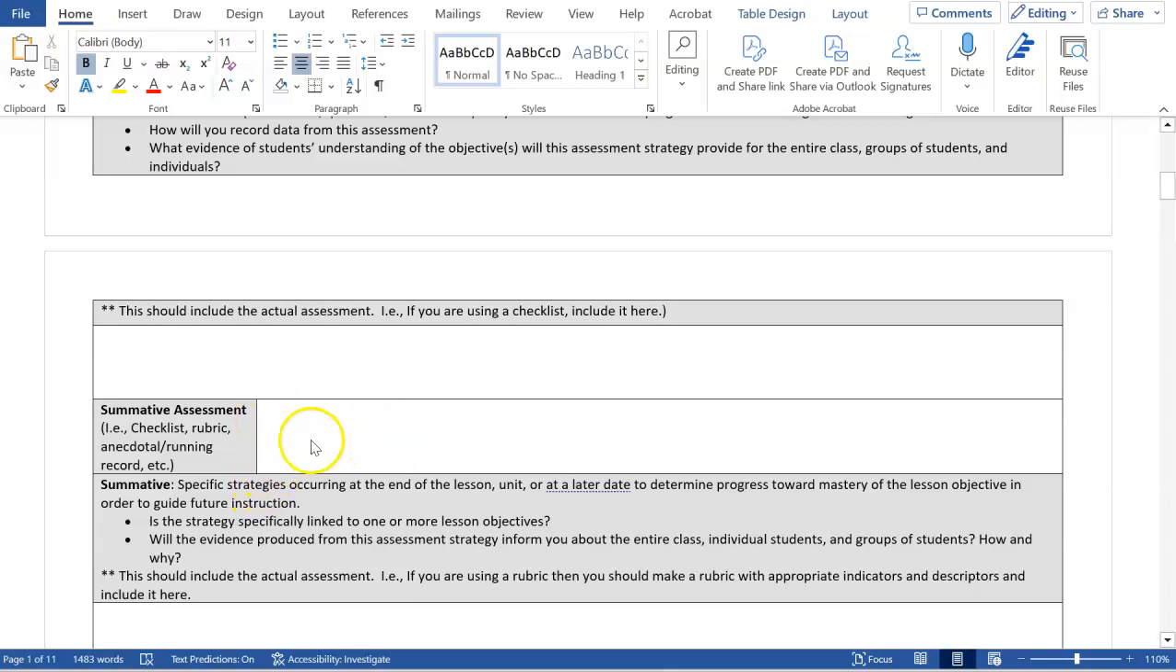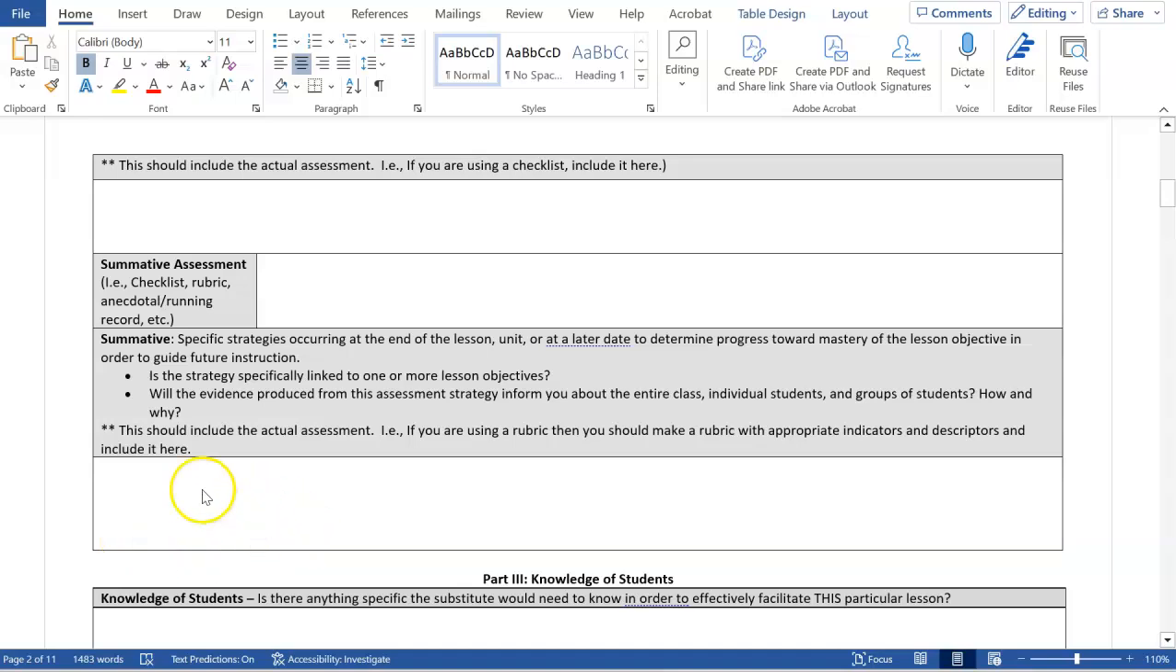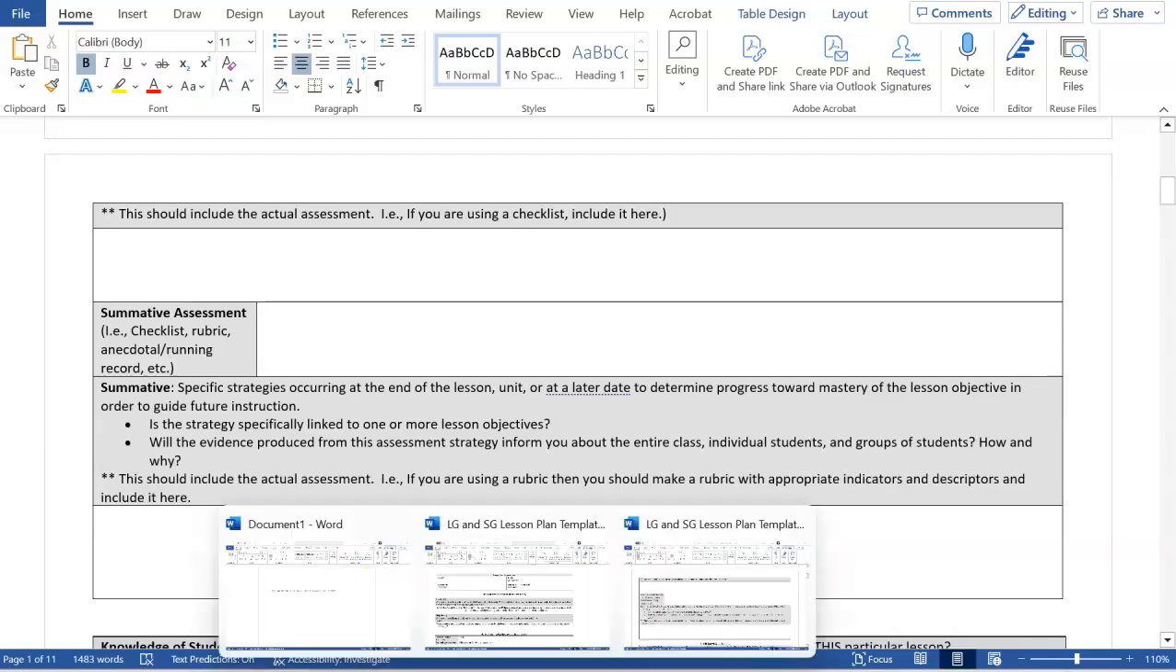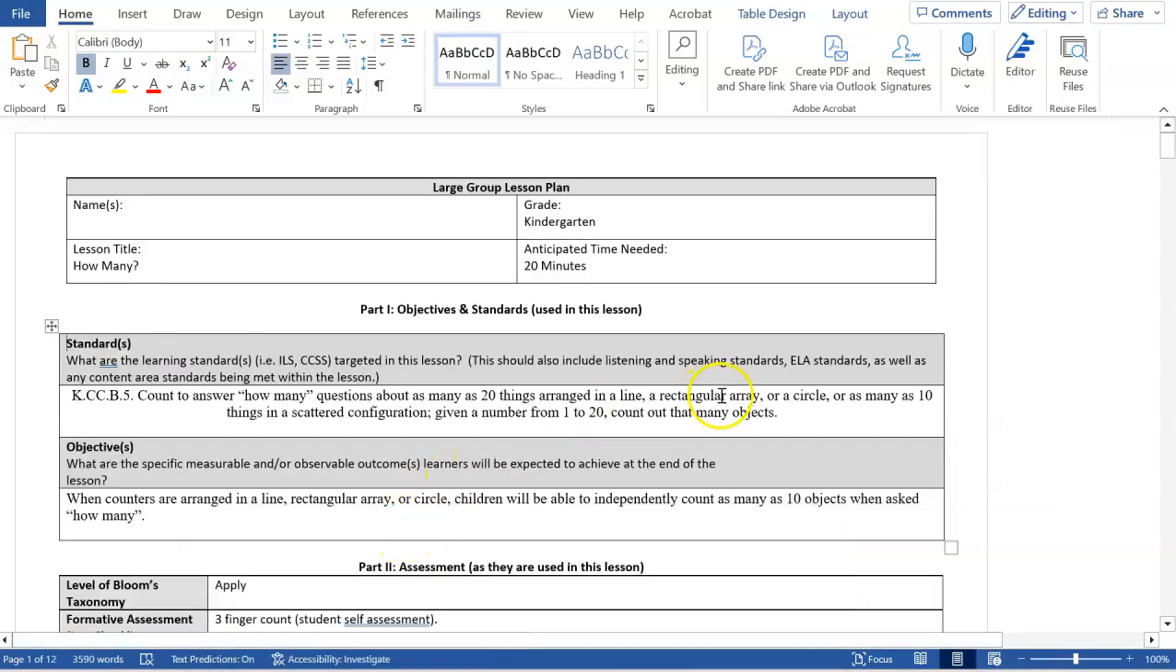So again, here you'll say something like, I used a checklist, I used anecdotal records, and then in this part down here, you'll describe it in more detail and include an example. Okay, so that's that first part of the large group lesson plan. So I wanted to show you an example.